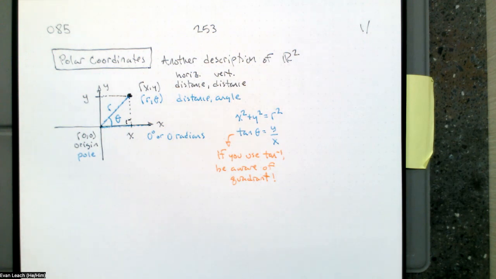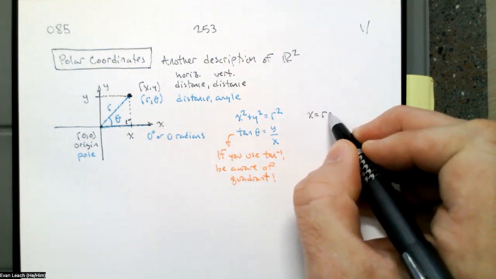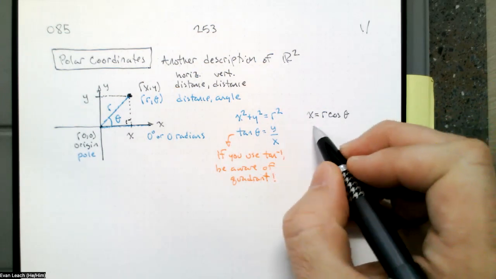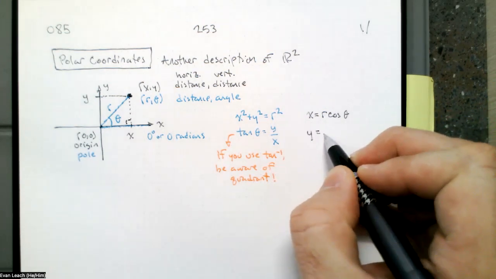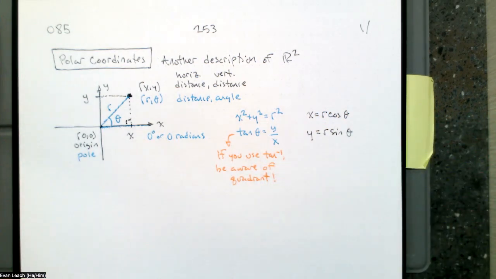We can also do our favorite and figure out what x and y are in terms of r and theta. So here's r and theta in terms of x and y. We can go back and say x is r cosine theta, because dot product, or horizontal and vertical components, and y is r sine theta, horizontal and vertical components.